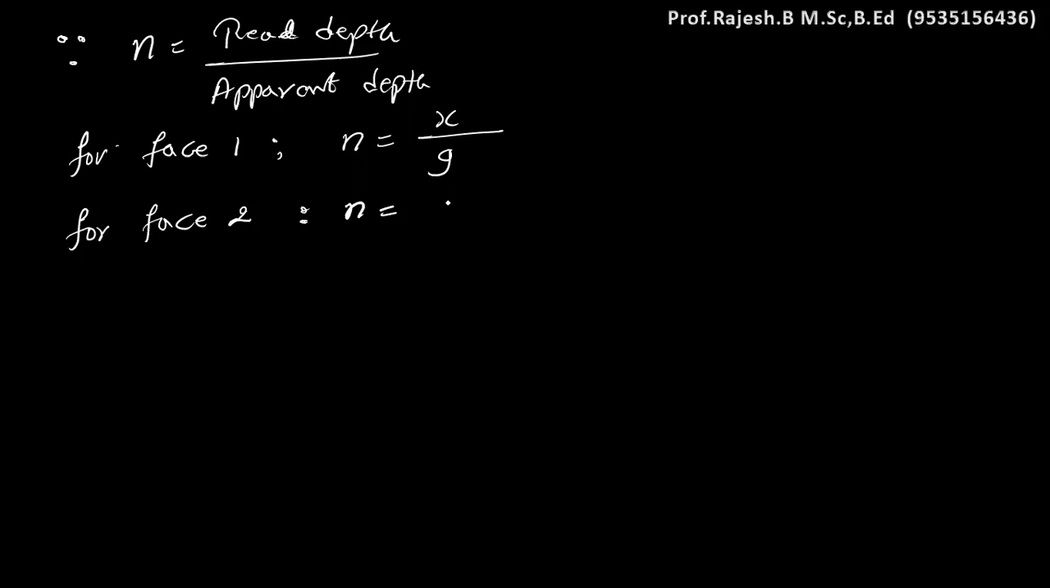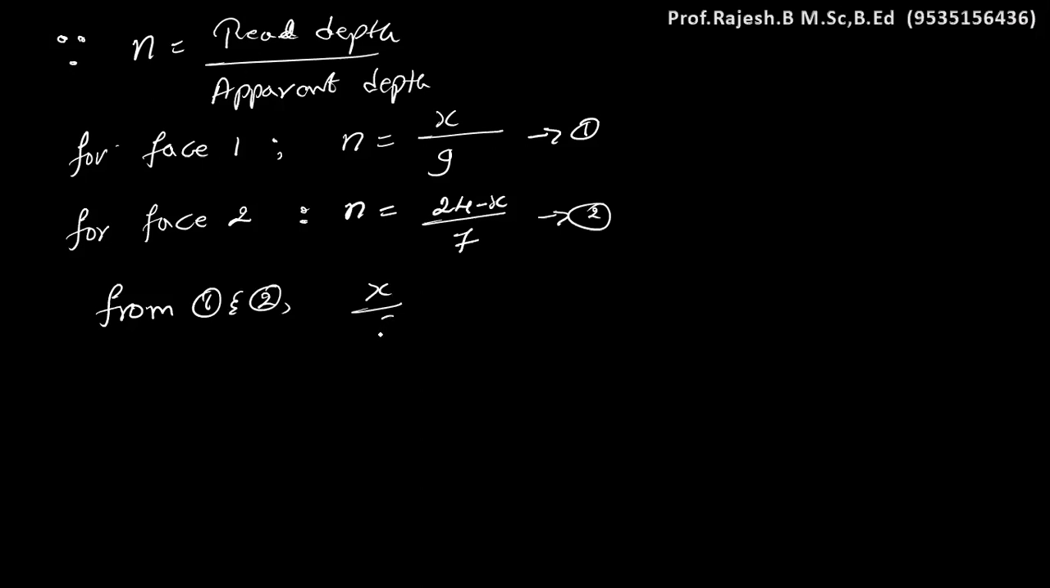Whatever the direction you see, n equals (24 minus x) divided by 7. Since the refractive index of the material is the same, we can equate these two equations, 1 and 2. Equate them: x by 9 is equal to (24 minus x) divided by 7. Therefore, 7x is equal to 24 into 9, which gives 216 minus 9x.